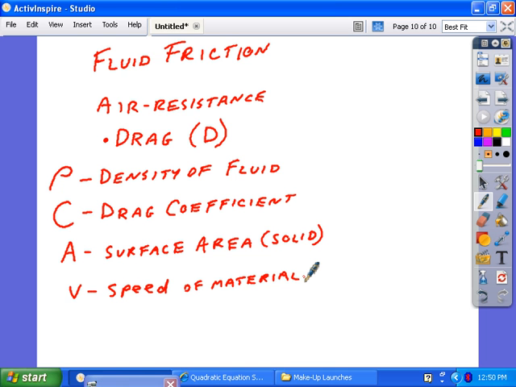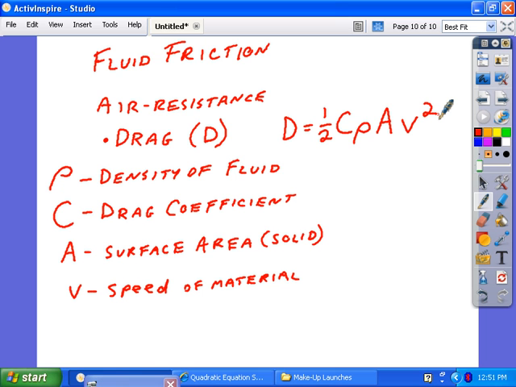Okay? This is pretty much all that goes into it. All this stuff here is going to factor into drag. The equation for drag: the drag is going to equal 1/2 the coefficient of drag, rho, or the density of the material, A, surface area, V squared.